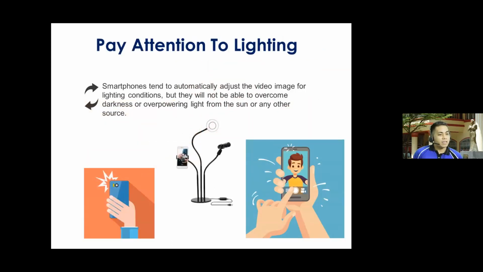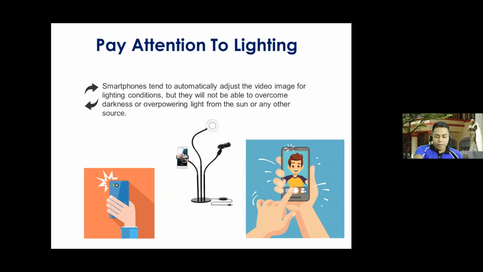Okay, the fourth one is pay attention to lighting. Although smartphones can automatically adjust the video image, especially if there are effects, what if you are in an environment that is too dark or has too much sunlight? So there's a need for you to consider these things. But don't worry, in this application, which I'm going to demonstrate later, you can actually adjust the brightness, the contrast, and the saturation of the video clip that you're going to edit.